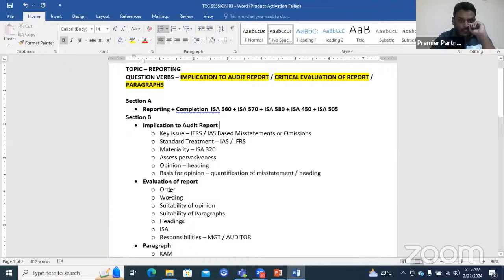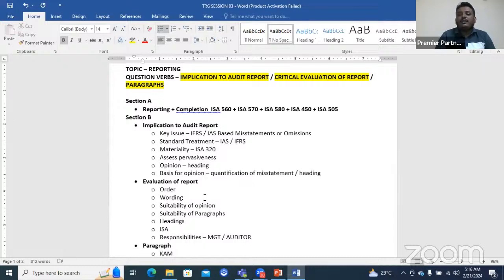Another type of reporting question that is not frequently tested, but if you take the last 10 years, 2 or 3 times it is tested. That is evaluation of audit report. What is evaluation of audit report? An extract of audit report is provided, and it's your duty to evaluate that audit report. Whatever audit report is provided, the auditor's extract is provided in your exams. So it's your duty to evaluate that report.